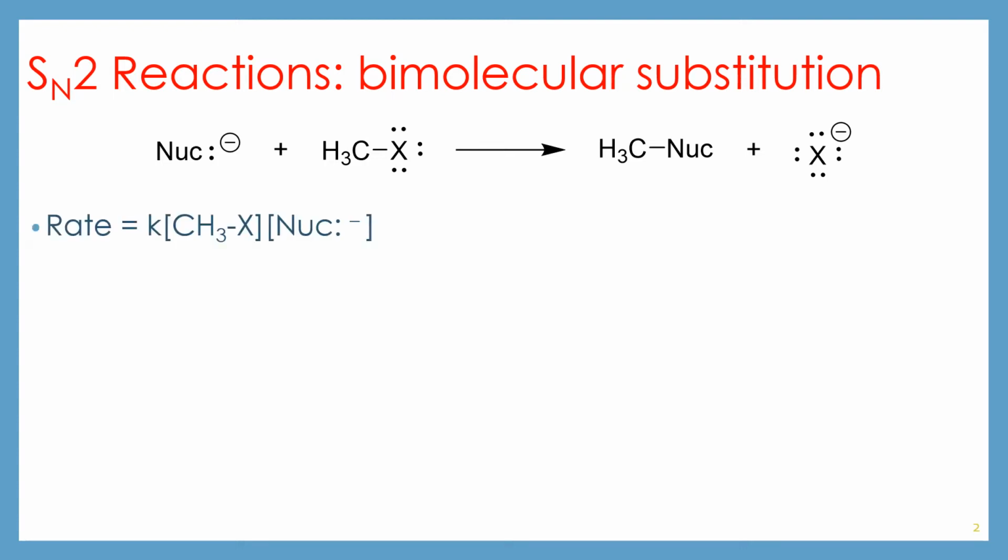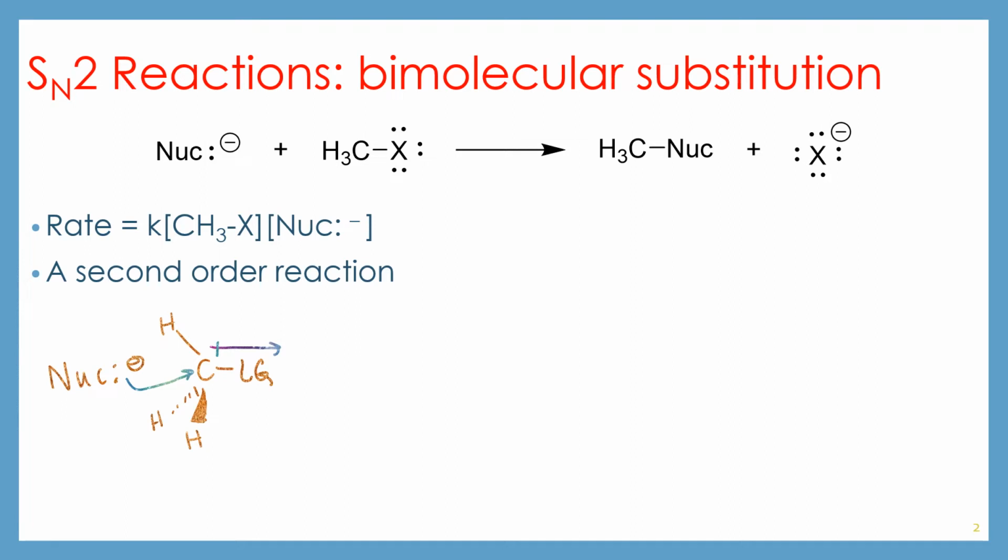So the rate of an SN2 reaction is equivalent to the rate constant times the concentration of the alkyl halide or electrophilic species times the concentration of the nucleophilic species. This means that this is a second-order reaction.